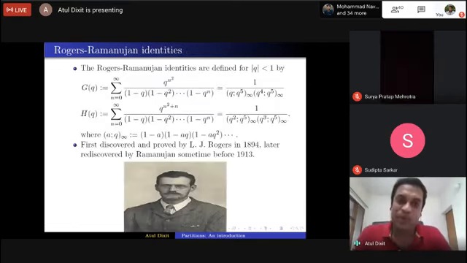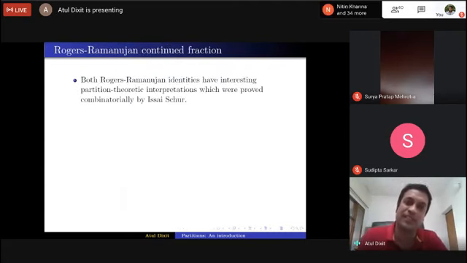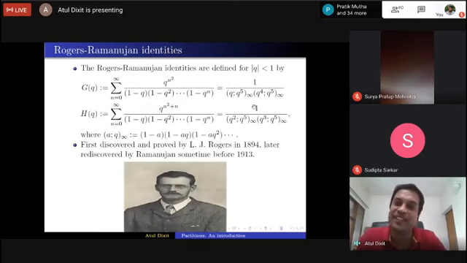Let me not go into the proofs. The proofs are quite involved. Even though they look like simpler identities, they are very tough to prove. I won't go over proofs, but I will just mention that they also have interesting partition theoretic interpretations. On one side, it is very easy to see that this right-hand side is generating partitions whose parts are congruent to 1 modulo 5 and 4 modulo 5.